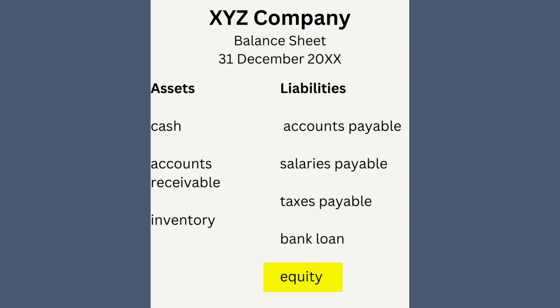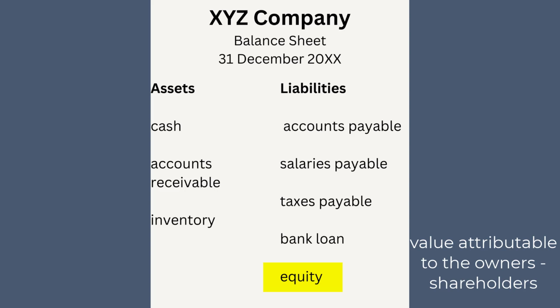And another item that will be added to liabilities is equity. Now, equity is the value attributable to the owners, or very often the shareholders. So equity is the value attributable to the owners, probably the shareholders.